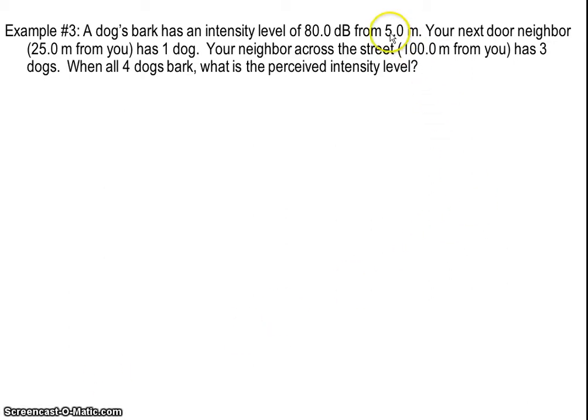Okay, so here's how you're going to proceed. We have an intensity level. We're going to convert that to an intensity, but again, that's an intensity at 5 meters. We need to find the intensity at 25 meters and also find the intensity at 100 meters. This will be the intensity of one dog at 25 and one dog at 100. We then need to multiply this one by 3 since we have 3 dogs at this distance. To find the overall intensity, we need to then add those two together and then find the intensity level from it. So that's the way that we're going through this problem.